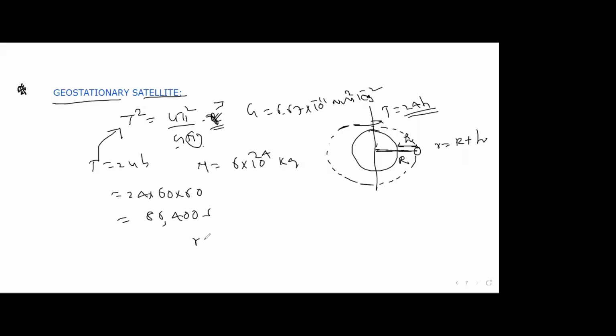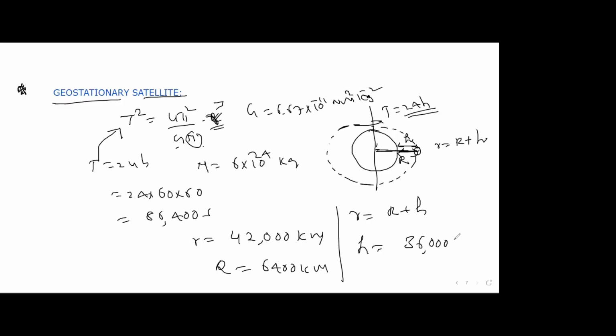When you calculate for r, this r approximately comes out to be some 42,000 kilometers. As you know, the radius of the Earth is approximately 6,400 kilometers, and small r is equal to R plus h. When you calculate the height of the geostationary satellite from the surface of the Earth, 42,000 minus 6,000 comes to nearly 36,000 kilometers.